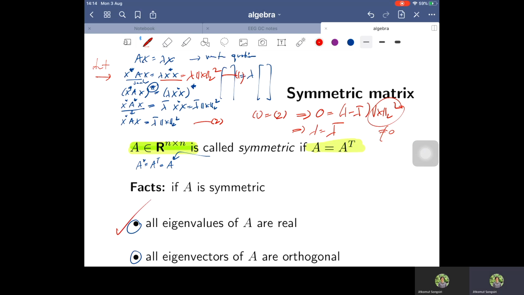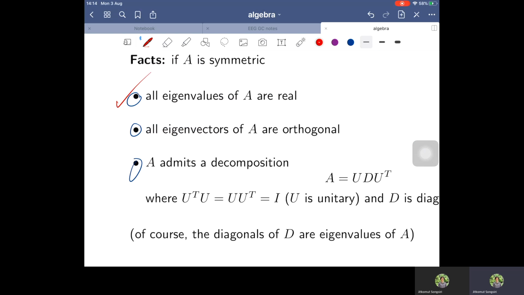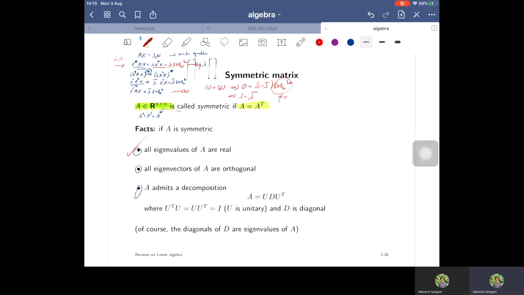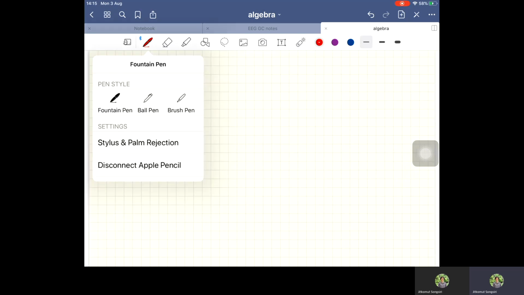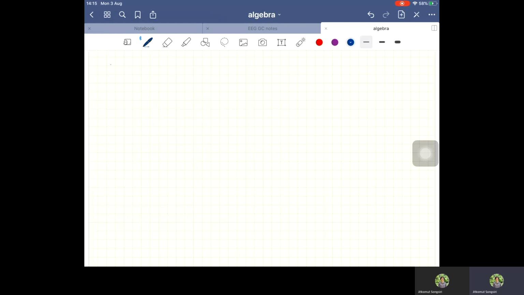Next property, which is also as important as the first one: all the eigenvectors are orthogonal. Let's recall what it means to be orthogonal. We use this notation: vectors x and y are orthogonal when the inner product between x and y is 0, where the angle between these two vectors is 90 degrees.